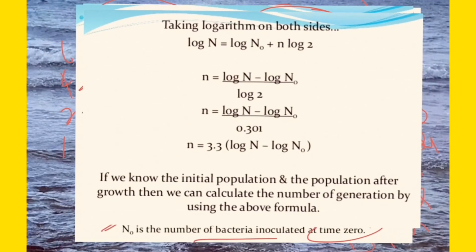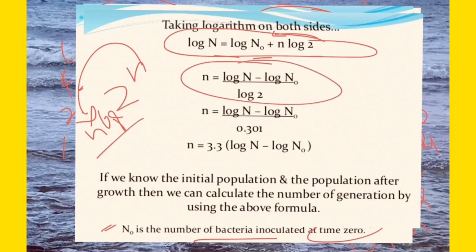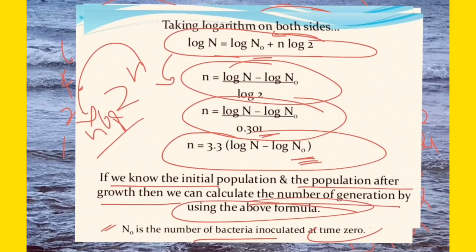Now we take the logarithm on both sides of this formula, of N0 and 2. So log N equals log N0 plus n log 2, as the power comes in front when taking the log. Separating this mathematically, n equals log N minus log N0, divided by log 2. You can put the value of log 2 here, 0.301, then n equals 3.3 times (log N minus log N0). If we know the initial population, then we can calculate the population after growth by this formula. This is one of the ways to calculate population growth in bacteria.